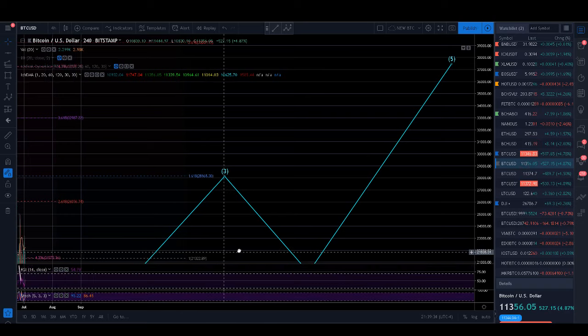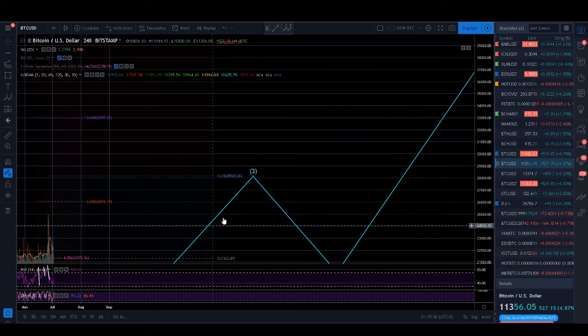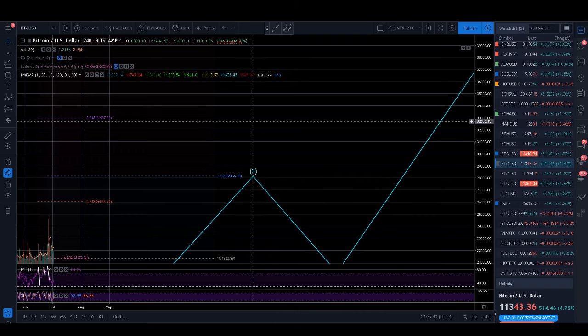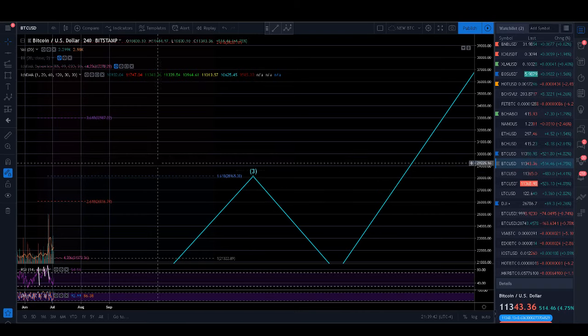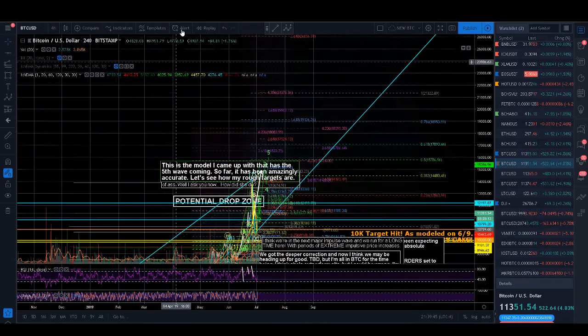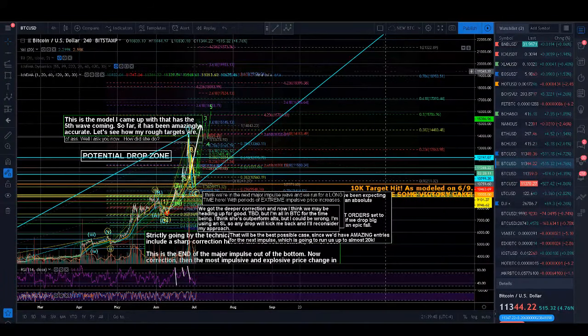So even this model, my timing is never really perfect with these things, but even if my wave 3 is even remotely close, we're probably not going to even get up into the 20s. By the end of the year, we'll probably just be breaking up into the 20s. And I'm not good with the timing. It's possible we go to 50,000 in a week. It's possible it takes a year to get to 15K.